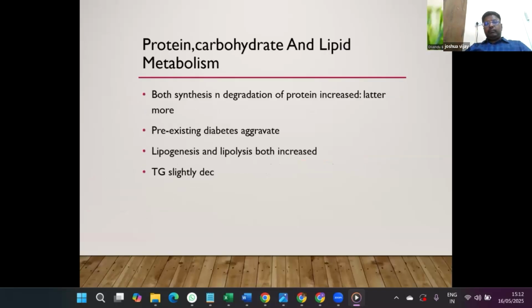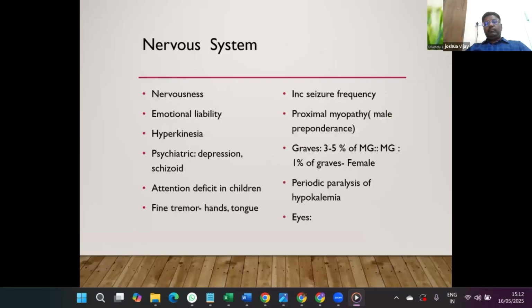Metabolic effects: it increases both the synthesis and degradation of protein, but the degradation is affected more, so the patient becomes weak. Pre-existing diabetes can be aggravated. Lipogenesis and lipolysis both increase, and triglycerides are slightly decreased.